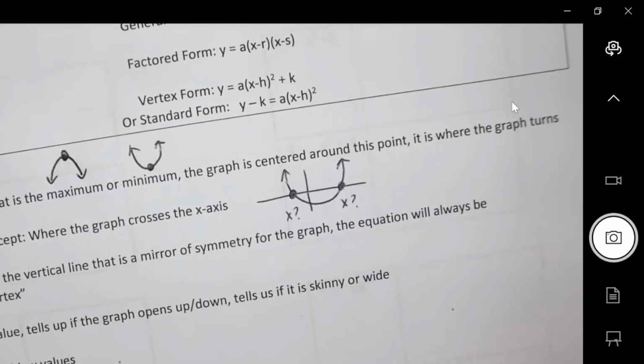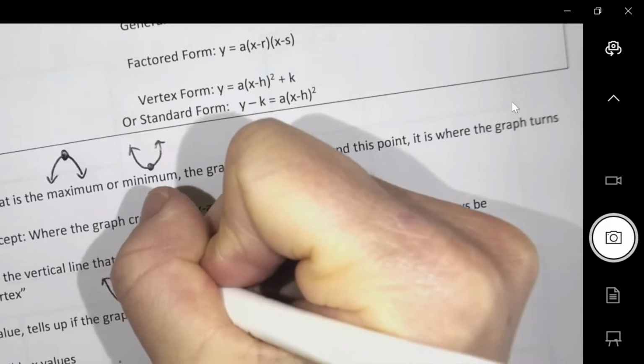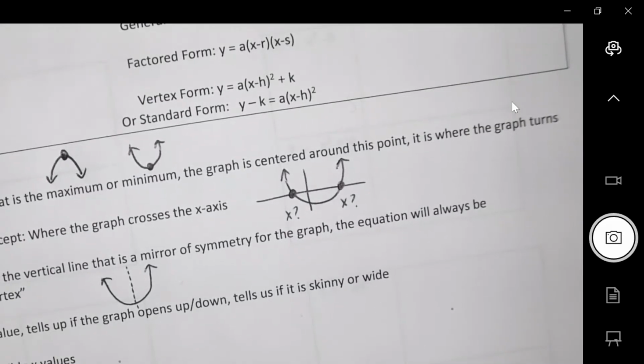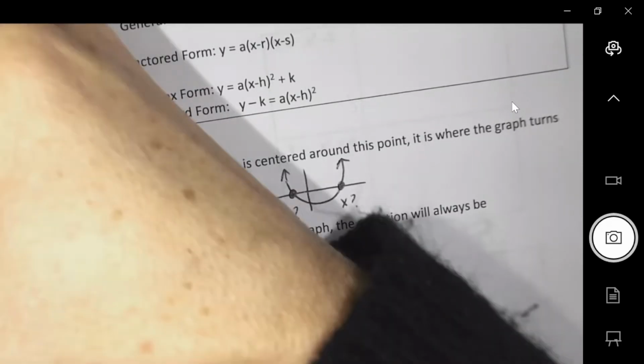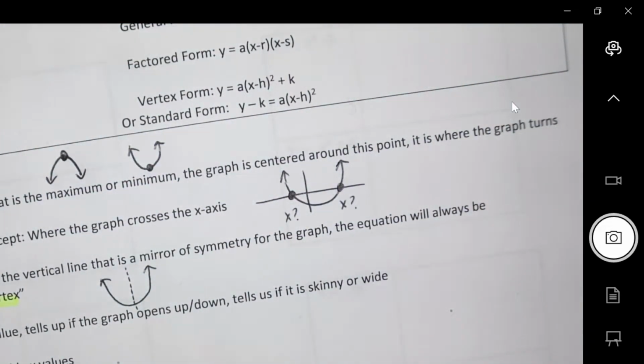Okay, we have an axis of symmetry. So when we look at a parabola, there's going to be a line that I could cut the parabola in half and I could fold it like a sandwich. Okay, that's what symmetry is. Okay, it's the same on both sides. It mirrors each other. And it's always going to be x equals, and then it's going to be the value of your vertex at that spot. Okay.